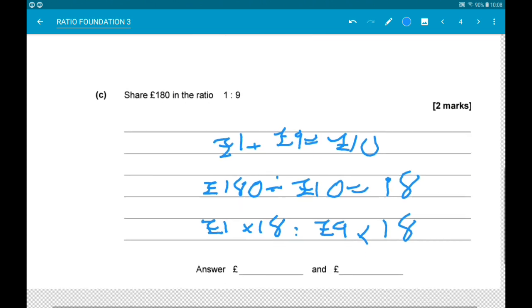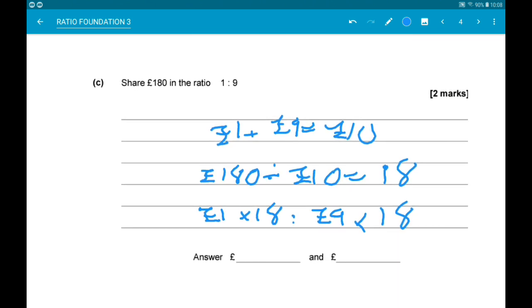Now 1 times 18 is 18. Now to work out the other side, we can just take 18 away from 180. So that's 162.